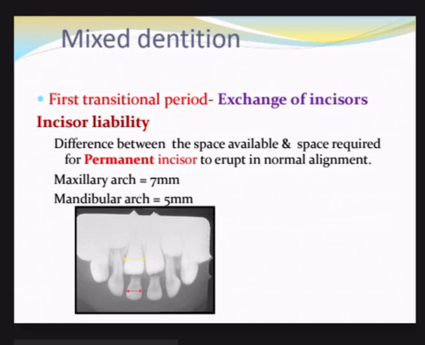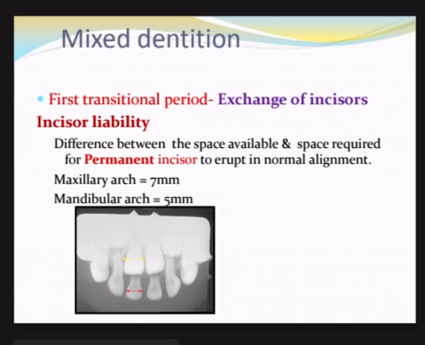Now as I told you, exchange eruption of molars is one important event. The next important event is the exchange of incisors. There is something called incisor liability. If you look at the picture, the primary incisors are smaller when compared to the permanent incisors, right? To allow the permanent incisor to erupt into the arches, in the maxillary arch we require 7 mm extra to accommodate the maxillary permanent central incisors. Similarly, in the mandibular arch, we want 5 mm extra to accommodate the mandibular permanent central incisor.